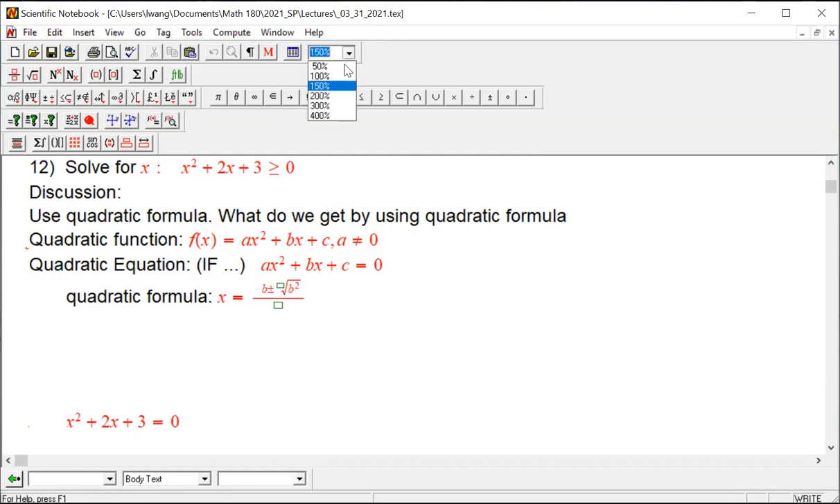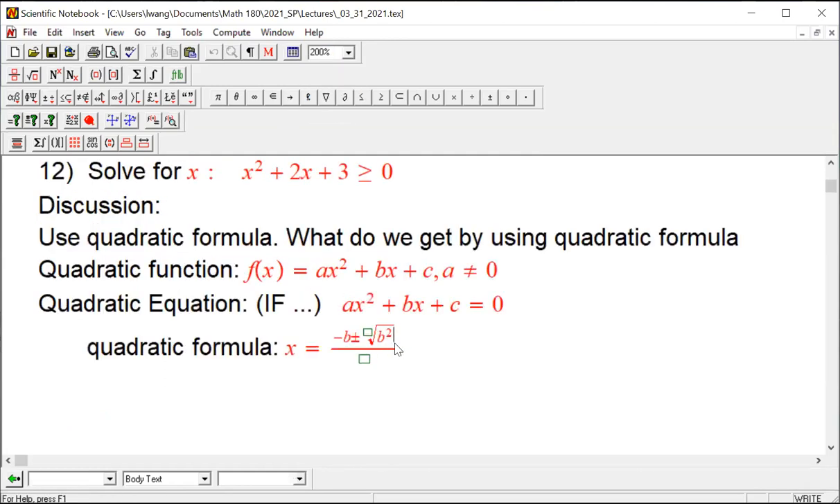Okay, I'm going to make the font just a little bit larger. Okay, over 2a. Sorry, 2a.